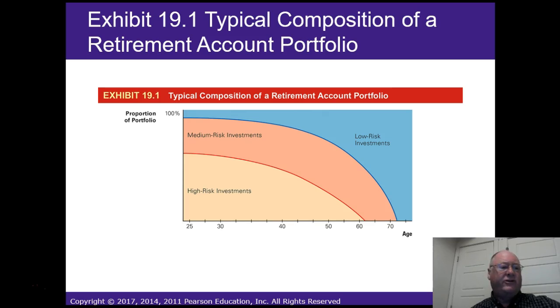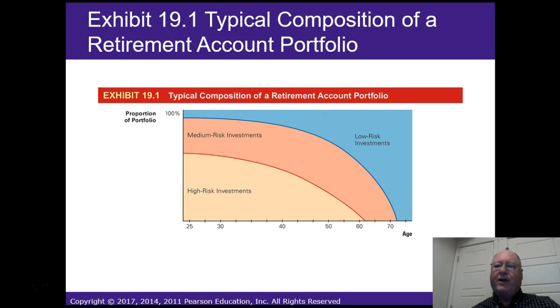And so you will see here a chart, and this is also in your book, that talks about what the composition of a retirement account portfolio ought to look like depending upon where you are in your age. As you obviously get older, you're going to want a greater percentage of your portfolio in low-risk investments. And when you're younger, you can afford to have a greater percentage in high-risk investments. Just as the chart recommends, I would not put 100% of everything into high-risk investments. You should always begin building some lower-risk investments as well as some medium-risk investments.